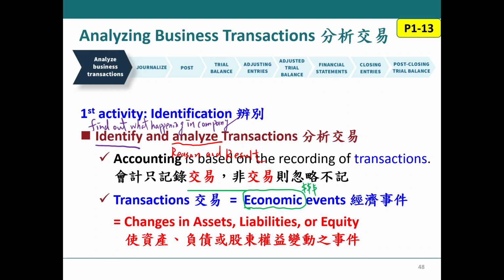So we try to find out what's going on in the company, but only things about money. In other words, if something happened that is not related to money, we just ignore it. We don't record it. So in accounting we only base on transactions. Transaction means there's an economic event, something about money, and the money. So when something happens that is not about money, ignore it. We don't record it.